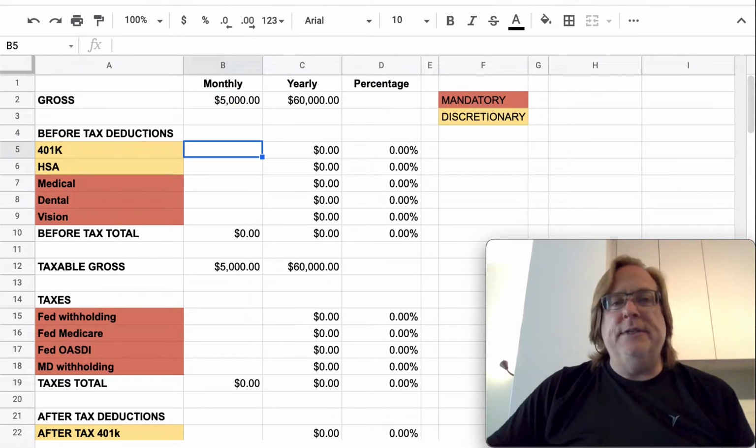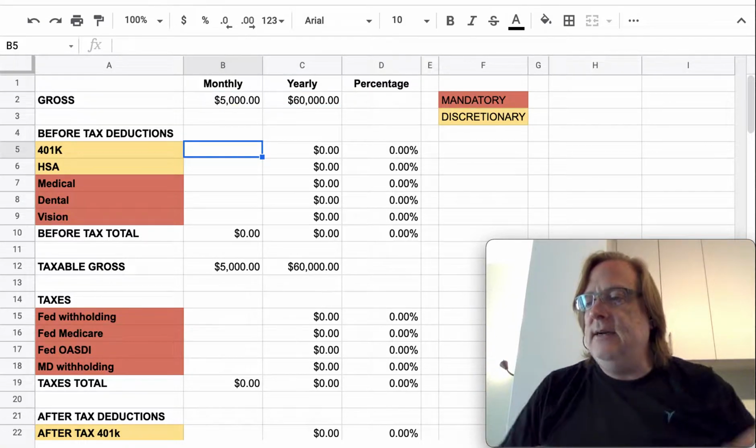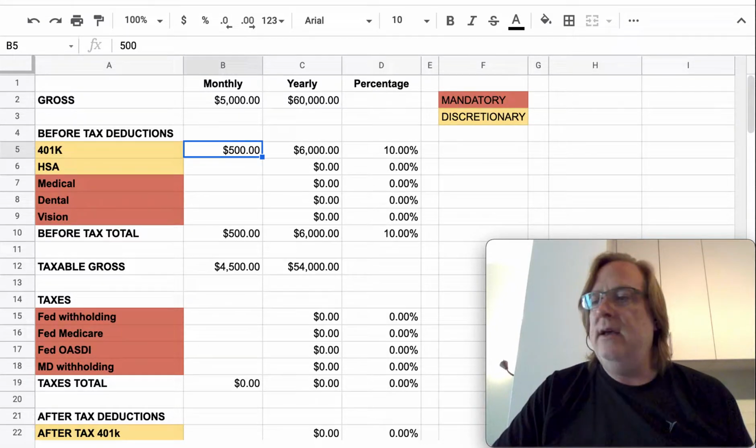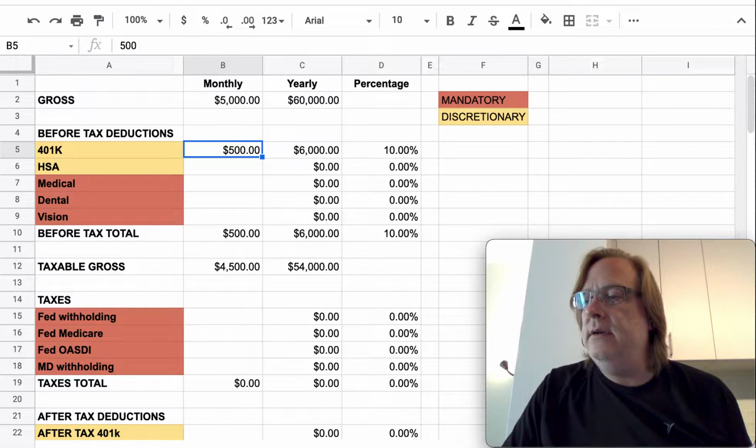All right, so then a person would look on their pay stub, and let's say that you're contributing $500 per month to your 401k. Yep, there we go.